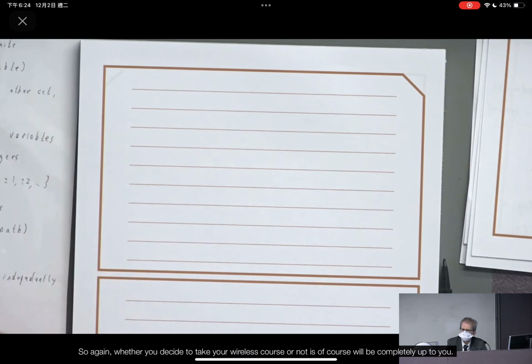So again, whether you decide to take a wireless course or not will of course be completely up to you. But on a general note, I would recommend that if you focus on machine learning, you make sure that you have a second leg to stand on, which is an understanding of at least one underlying system to which you can actually apply those various techniques.